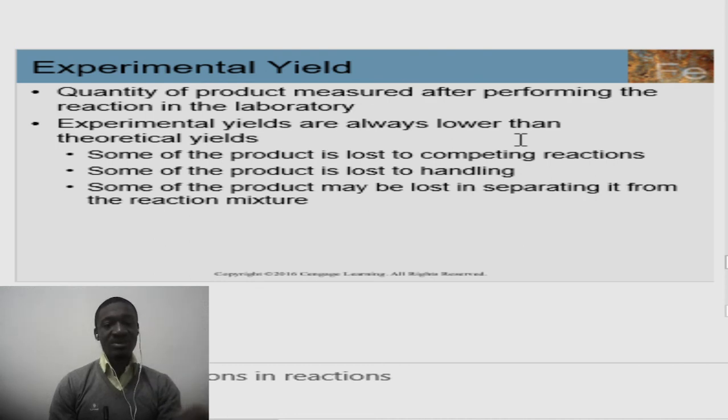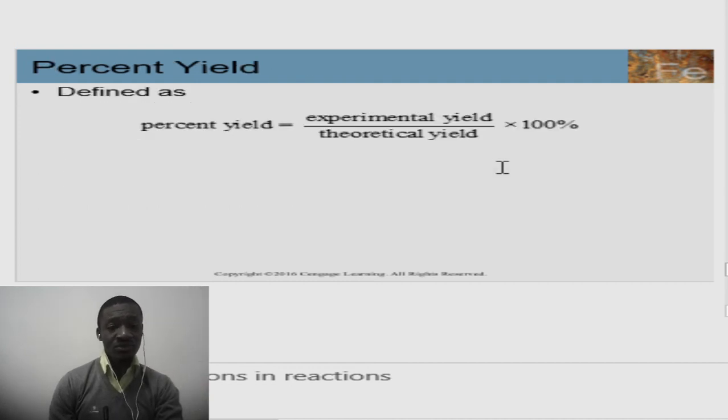The reason is because some of the products are lost to competing reactions. That's all the reactions that are taking place alongside it. So it's lost that way. And some of them are lost through handling. Maybe you're trying to pour it and some of it falls off. You had weighed it, but some had fallen off. It's not part of the reaction, so it will be lesser. And some of the product may be lost through separating the reaction mixture. Sometimes if the products are gaseous, you just have them escaping as well.